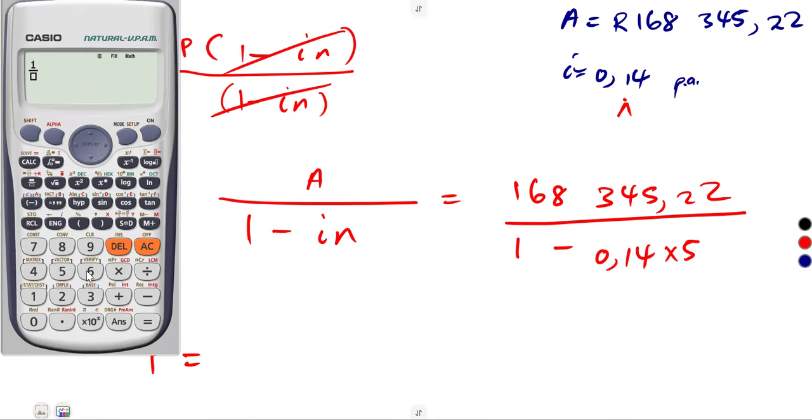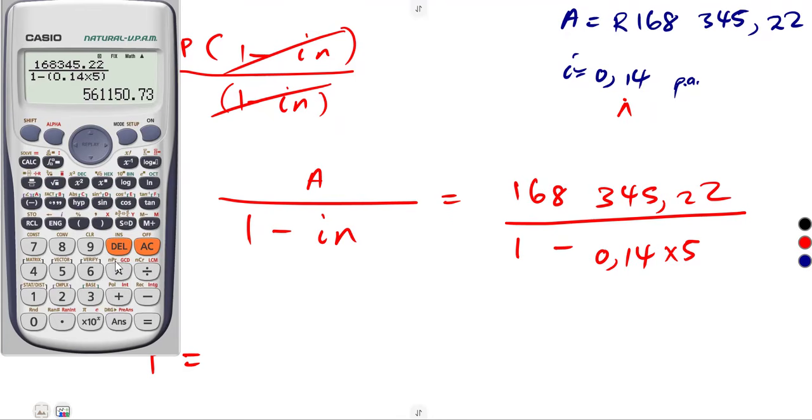So that's it. Put a fraction, 168,345, comma 22, everything over 1 minus the product. You can open a bracket, you can multiply, it is up to you guys. 0,14 times 5. Just make sure you insert all the values properly.